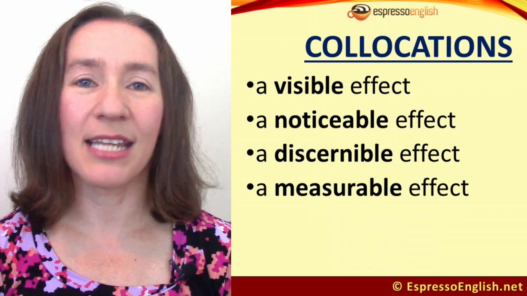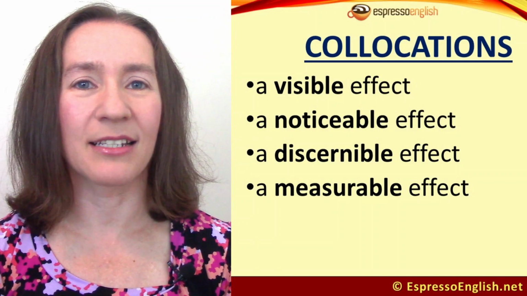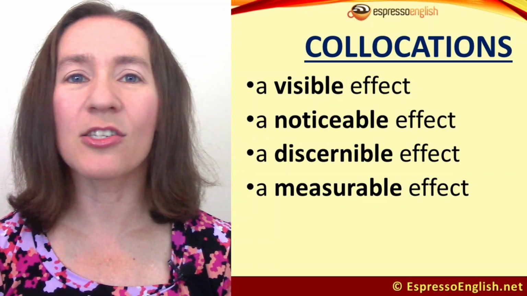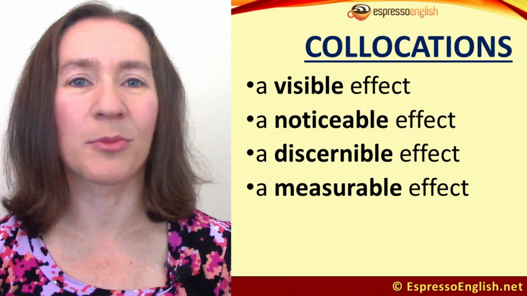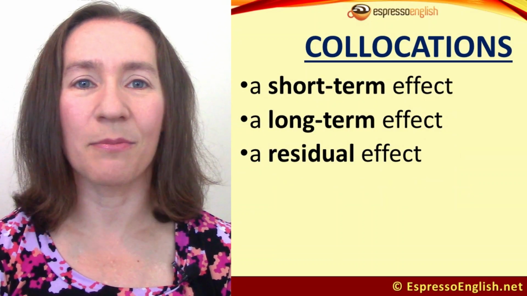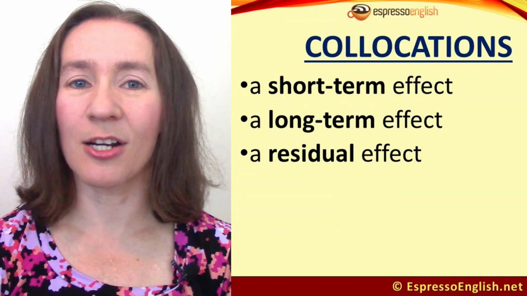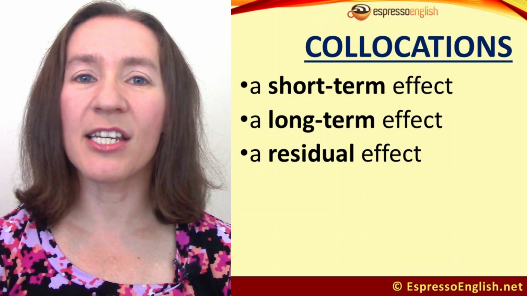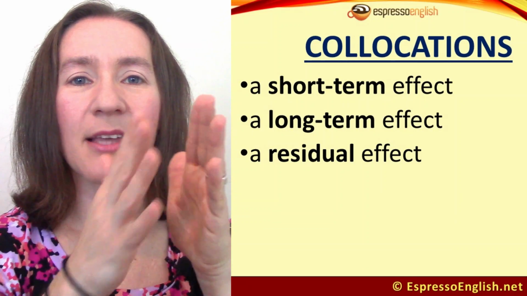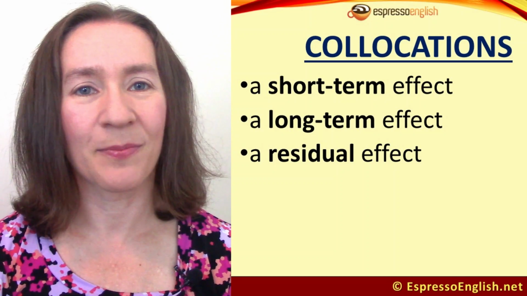We also have words telling us the result is clear and easy to see, like a visible effect, a noticeable effect, a discernible effect, and a measurable effect. These next adjectives tell us about how long the impact or result lasts. So we can talk about a short-term effect or a long-term effect. There's also a residual effect. That's one that lasts some time after the event, often getting a little bit smaller with time.